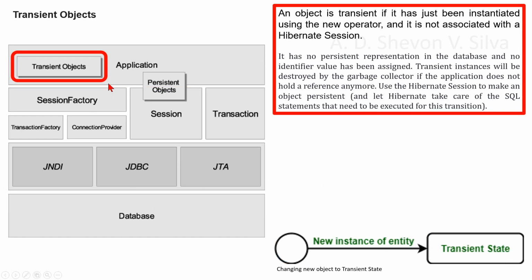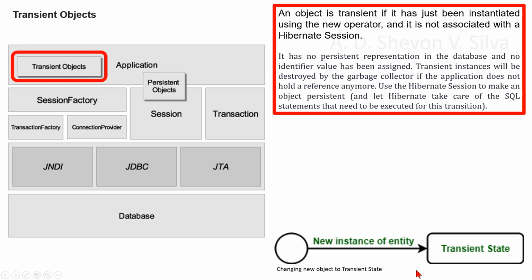Now we are focusing on transient objects. An object is transient if it has just been instantiated using the new operator and it is not associated with a Hibernate session. It has no persistent representation in the database and no identifier value has been assigned. Transient instances will be destroyed by the garbage collector if the application does not hold a reference anymore. Use the Hibernate session to make an object persistent and let Hibernate take care of the SQL statements that need to be executed for this transaction.